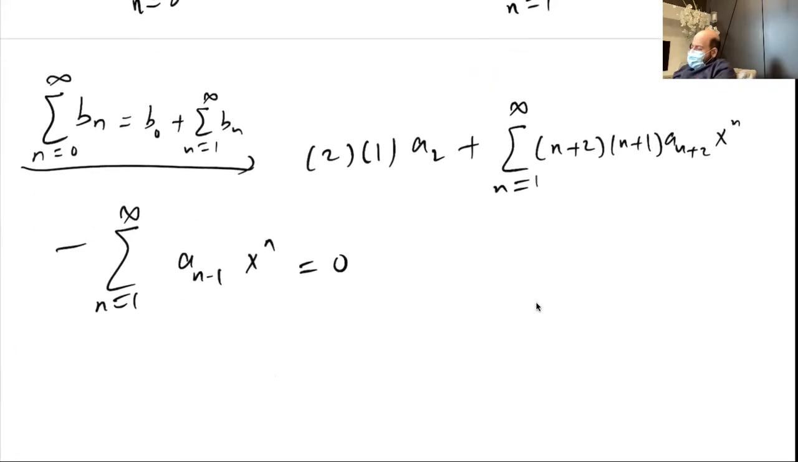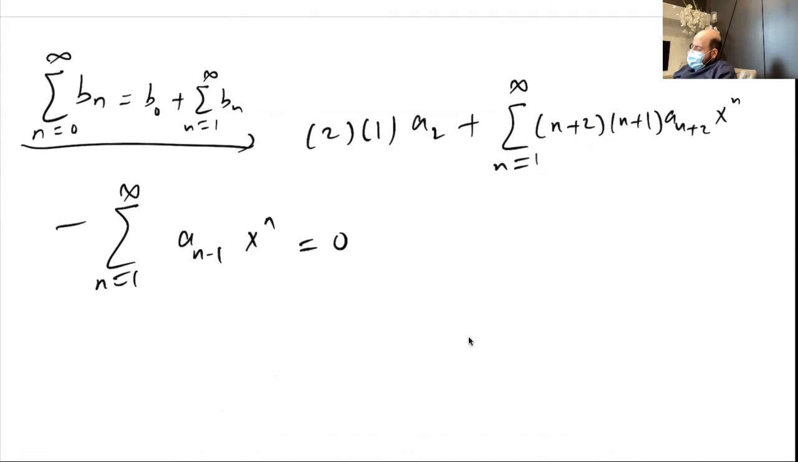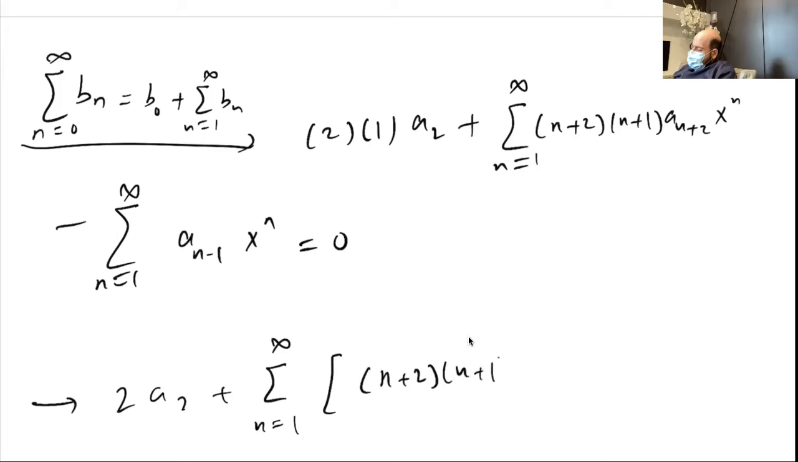So now I can combine these two series, both with the same power of x and both with the same starting index. So then I'll get 2a2 plus sigma n from 1 to infinity, (n plus 2) times (n plus 1) a_(n plus 2) minus a_(n minus 1), x to the power n equals 0.